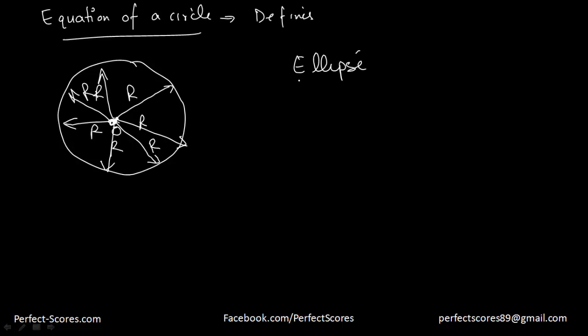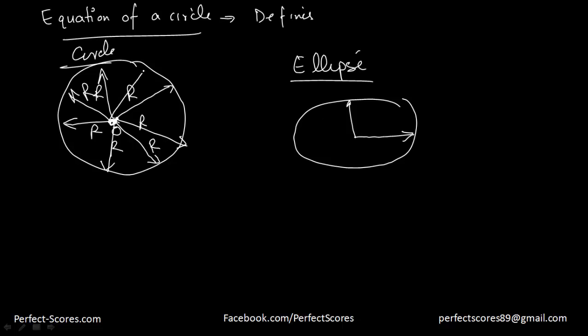What was an ellipse? An ellipse was something like this, wherein the distance from here till here is lesser than the distance from here till here. But in a circle that is not true. In a circle, the distance from here till here is equal to the distance from here till here. Wherever you go, the distance is going to be the same.